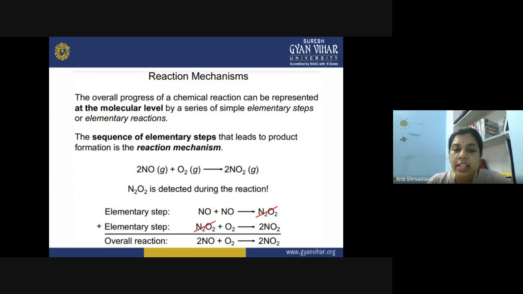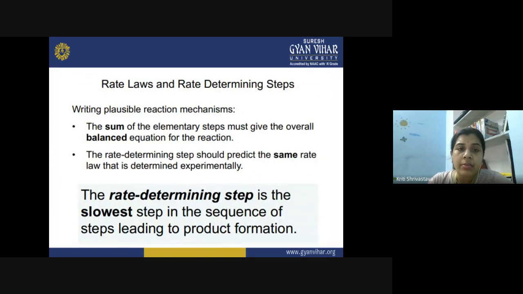Whenever we propose a reaction mechanism, first of all, all the elementary steps should add up and give a final chemical reaction similar to the reaction that you know. Also, if you are showing the formation of some reactive intermediates, you should have evidence in support of their formation. When you write the reaction mechanism, the sum of the elementary steps must give the overall balanced equation for the reaction, and the rate determining step should predict the same rate law that is determined experimentally.